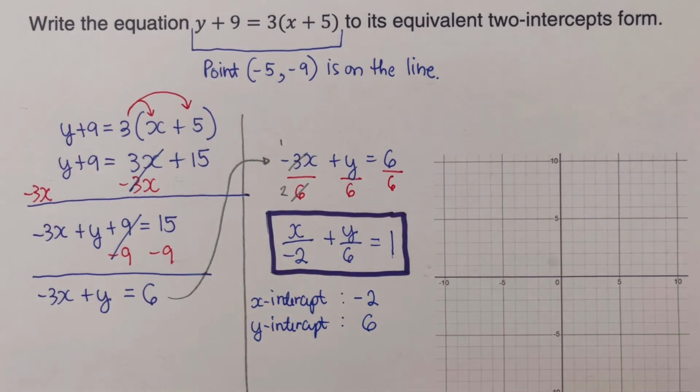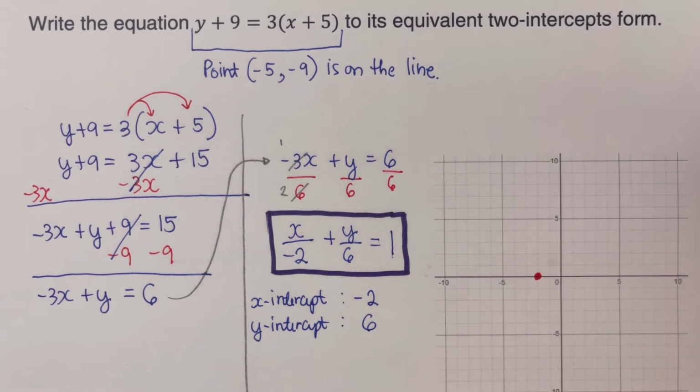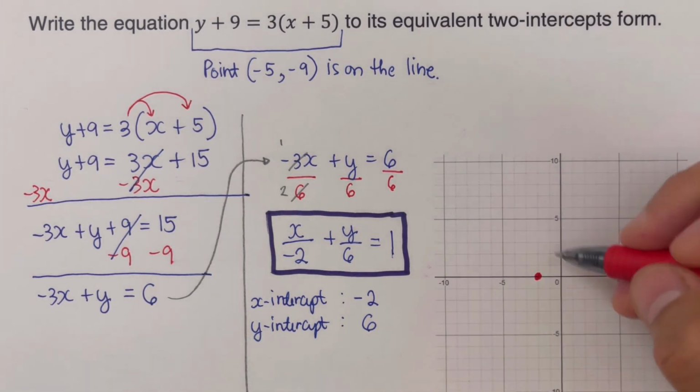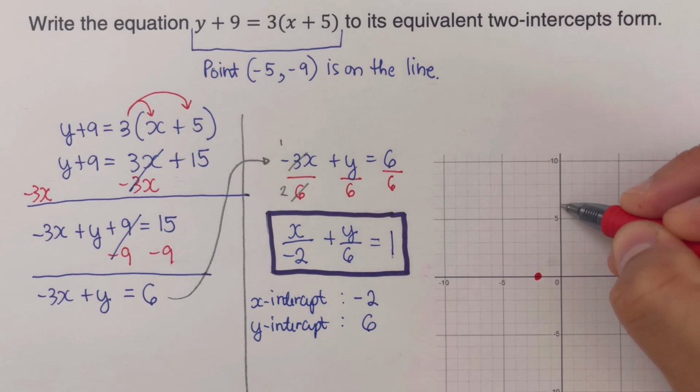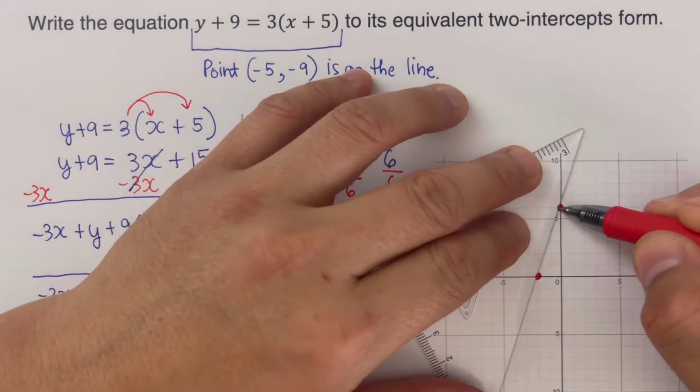Looking at this, we can plot a dot on the x-axis at -2. So that's going to be -2. It's going to sit right here. This is our x-intercept, and our y-intercept is at 6. So it's going to sit right here. So I go ahead and draw the line.